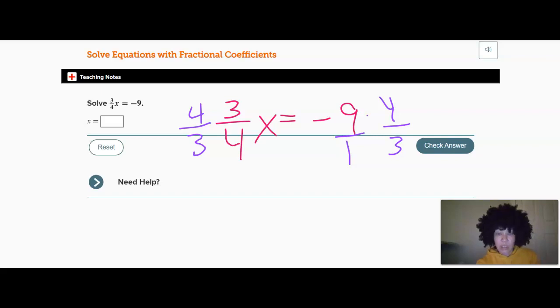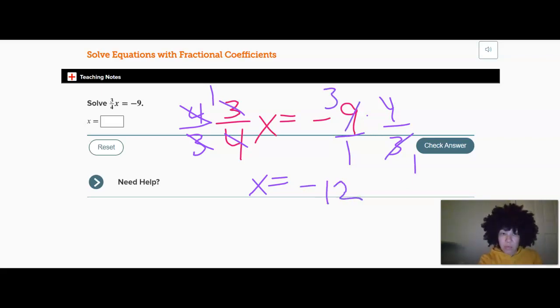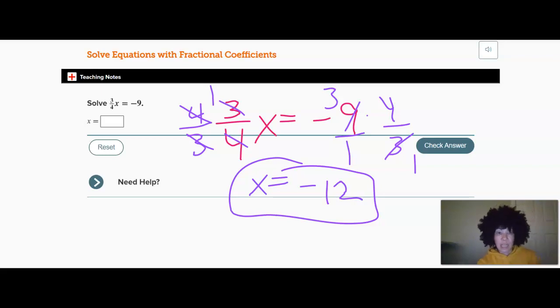So if this is 3/4 times x, I'm going to multiply both sides by 4/3, and what that does is these together, if I multiply those, equal just 1. But I don't have to write 1x, I could just write x. And then over here on this side, if I cross cancel, then this is just negative 12. So x equals negative 12. 3/4 times negative 12, you can check with a calculator, equals negative 9.